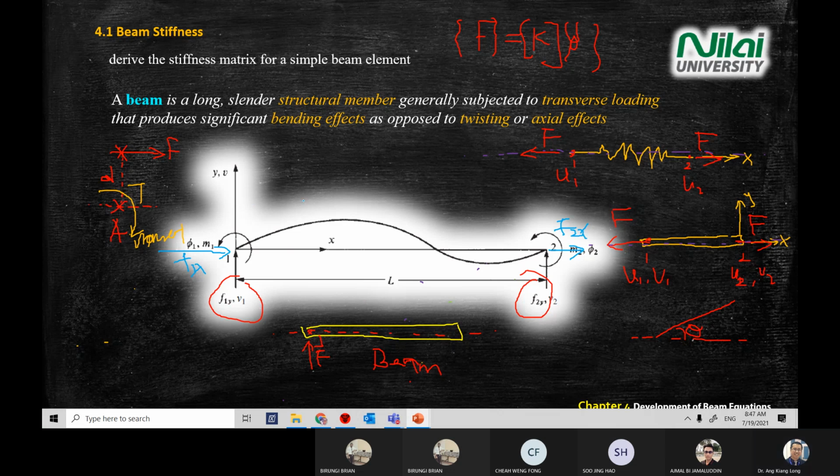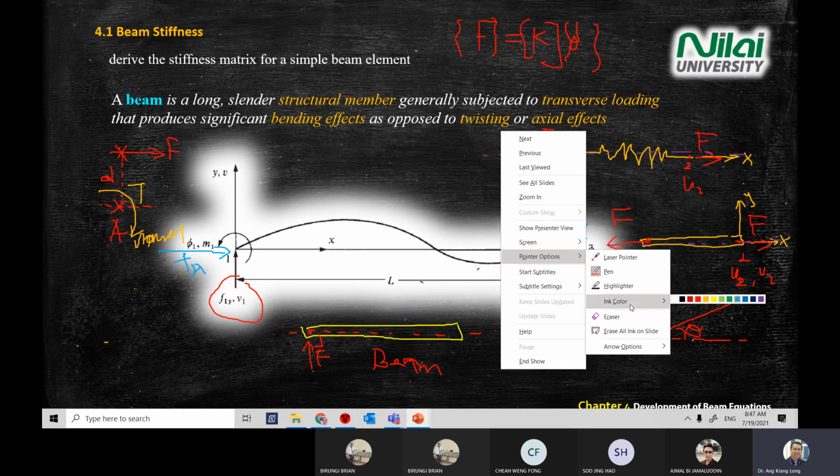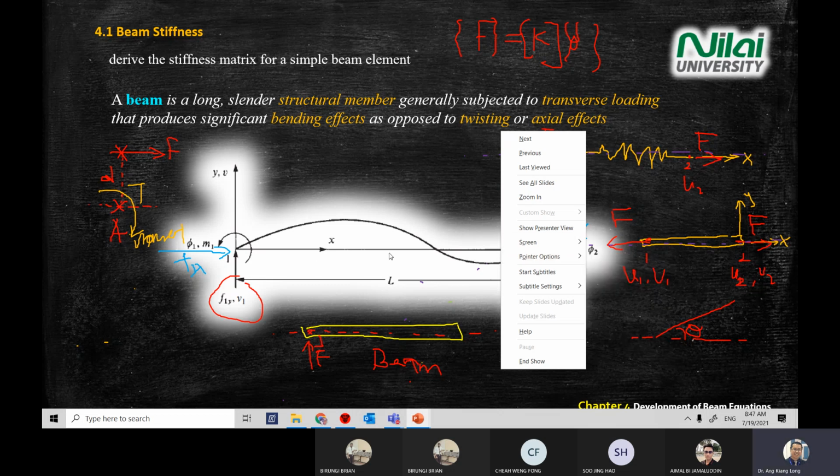Okay. So do you see now? The blue color F1x or F2x does not generate moment. Yes. Tia, you agree with this one? F1x, F2x, if it's along this member body or in x direction, it does not contribute to M1 or theta 1 or M2 theta 2. Tia, do you agree? Okay. So I hope everyone is clear on what the differences are between spring, bar, and beam problem.